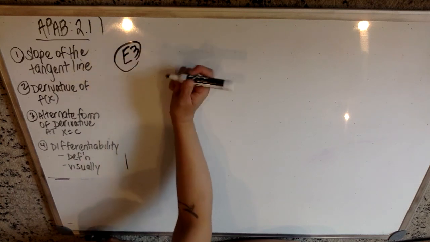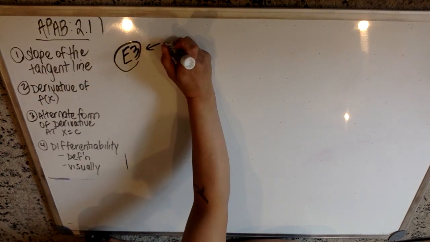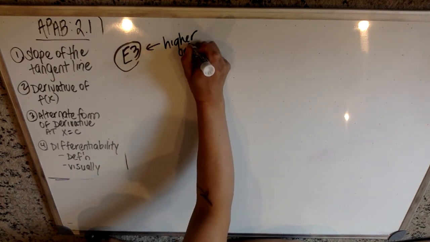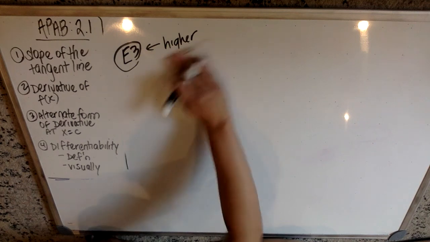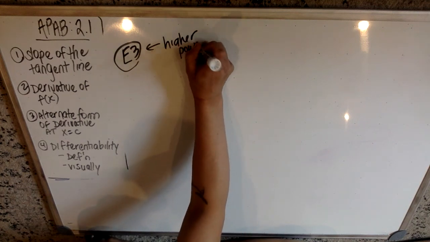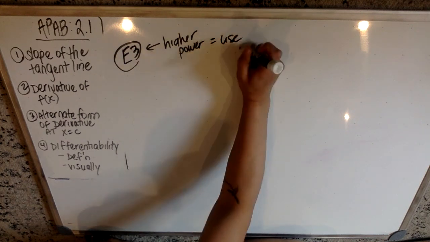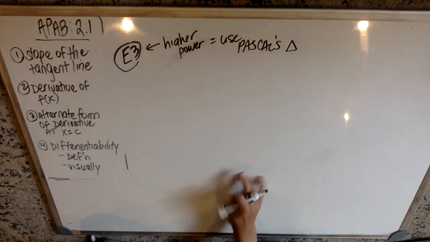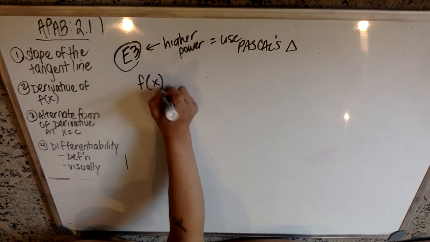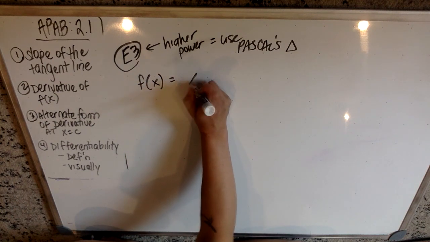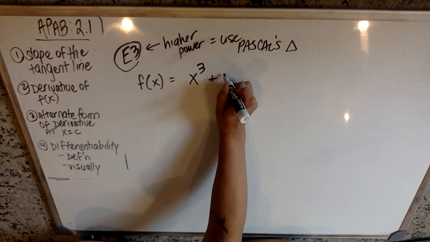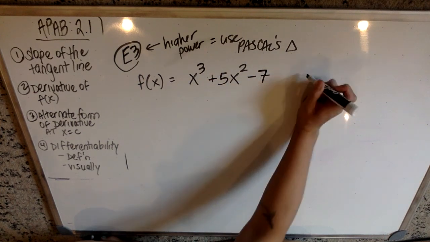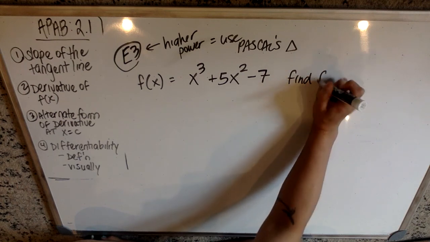I won't do a P3, but I just want to do higher order, higher power, which tells you to use Pascal's triangle. And you don't have to use Pascal's triangle, but it's helpful, right? So let's say I gave you an f of x equals, let's do x cubed plus 5x squared minus 7, okay? And I ask you to find f prime of x, okay?